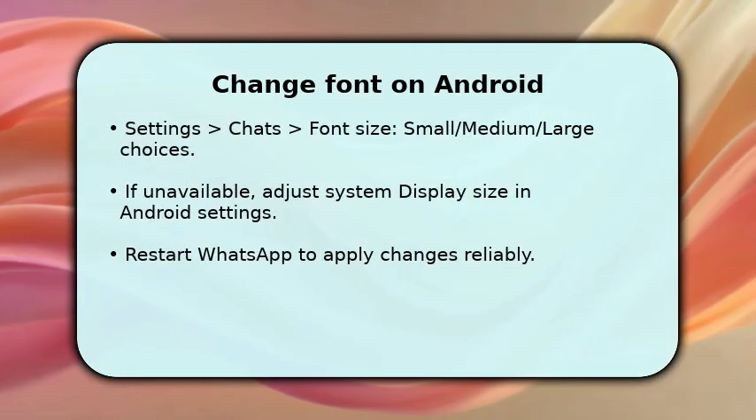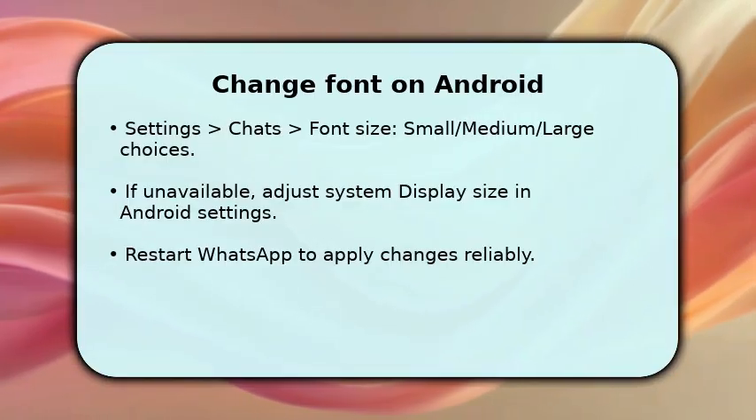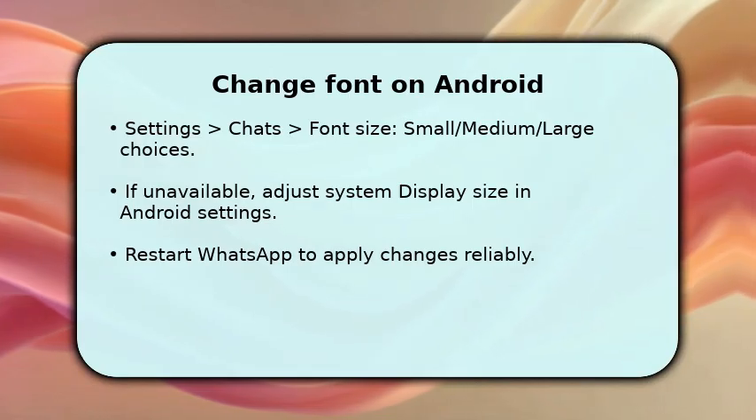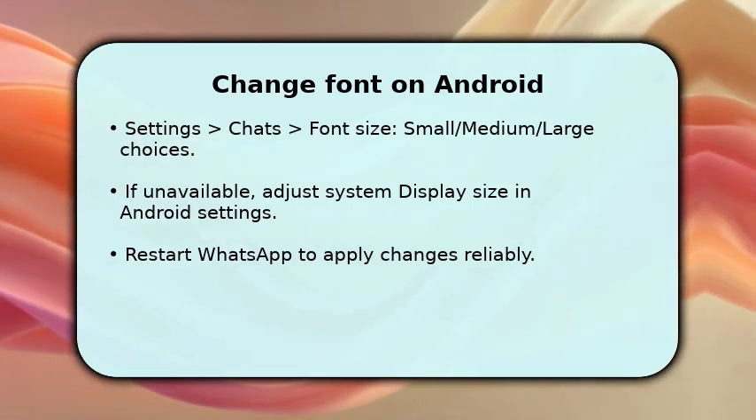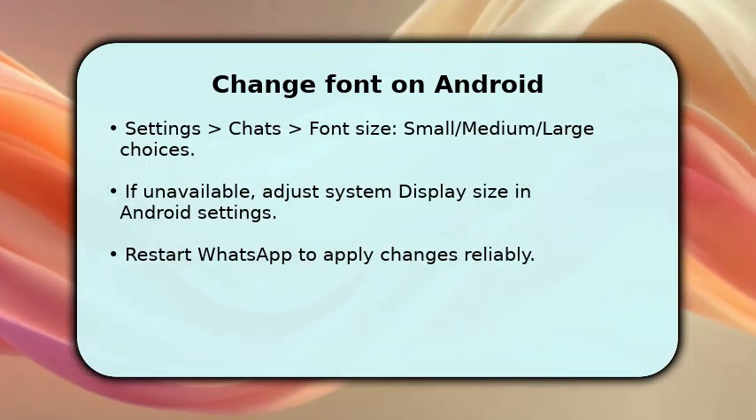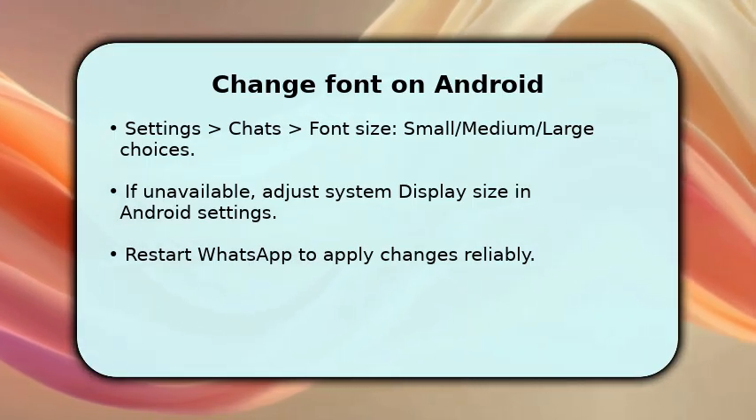On Android, you tap Settings, then Chats, then Font Size and pick Small. That directly reduces chat text. If your Android build lacks that option, go to Device Settings, Display, Advanced, Display Size, and move the slider towards Smaller. This shrinks WhatsApp text indirectly.